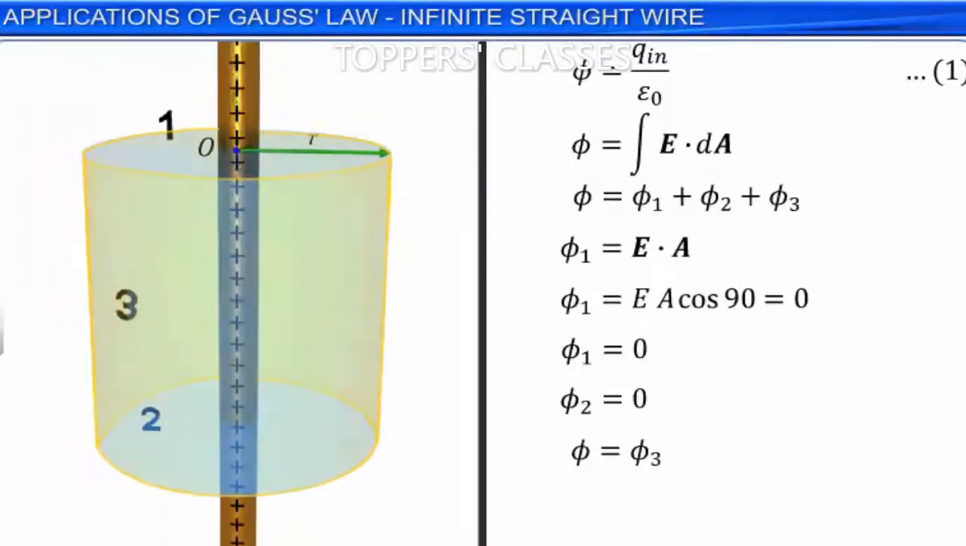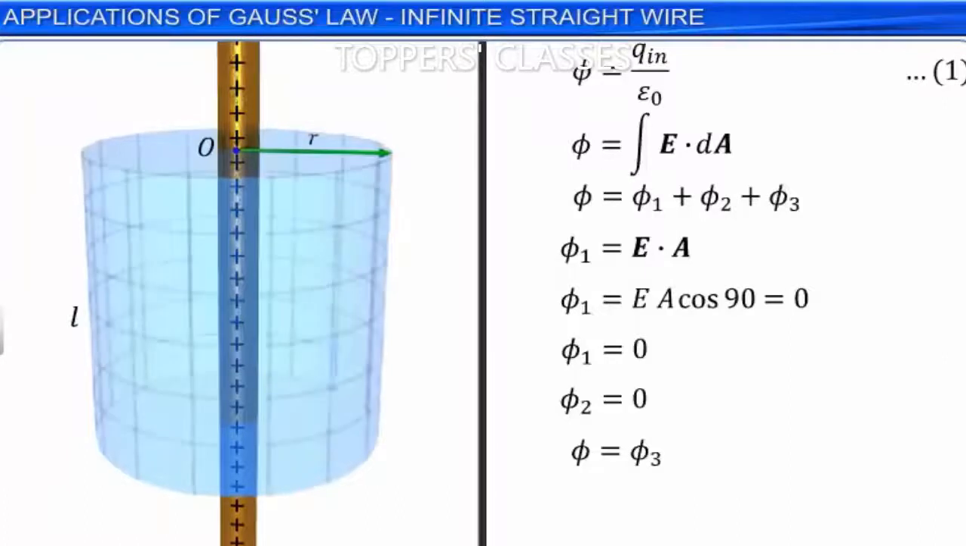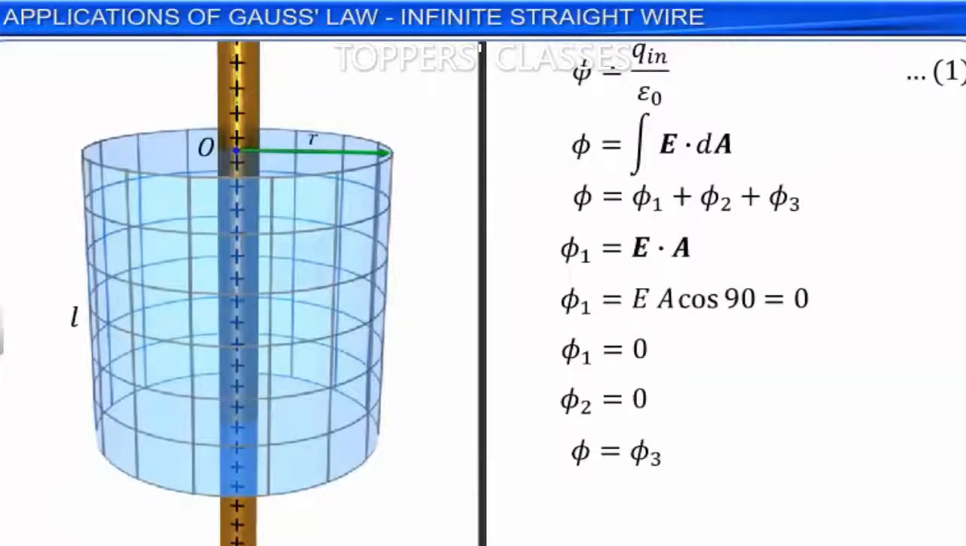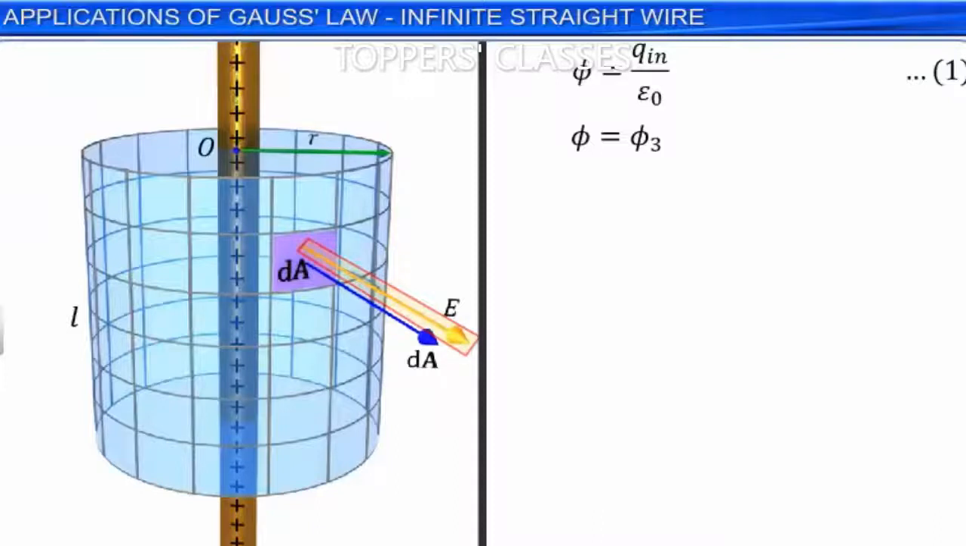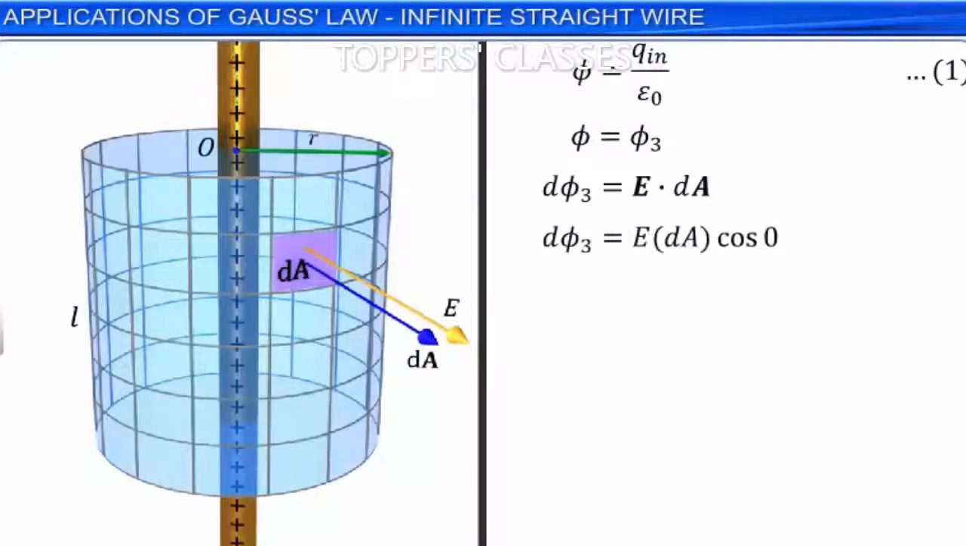Let the surface 3 be assumed to be divided into infinitesimally small elements, each of area dA. There will be a net electric flux through this surface. Since the electric field strength E for any point on the surface is parallel to the area vector dA for the element under consideration, we have electric flux d phi 3 passing through the element equal to E dot dA, which will be equal to EdA cos 0, and this will then be just equal to EdA. Let this be equation 2.